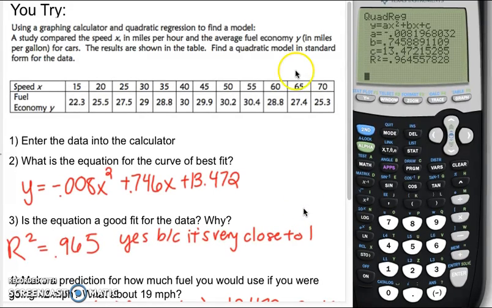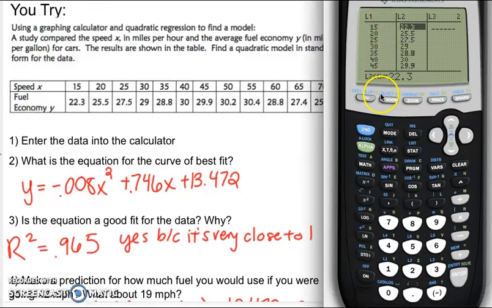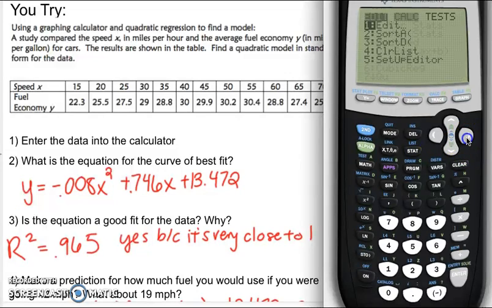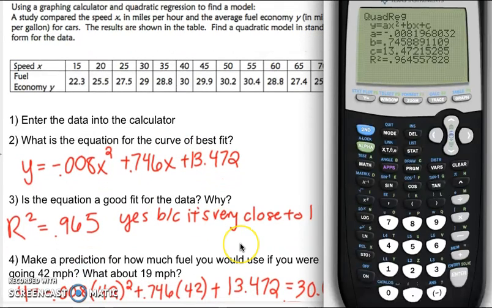In this example, what I did first was I typed this table into my stat, edit, into L1, L2. Once you type in your data, again, go to stat and go over to calc, and then go down to 5 for quadratic regression. When you do that, you get this for your equation. You have your A, your B, and your C. So again, you write y equals, you write your A first, rounded to 3 decimal places. Don't forget x squared, plus your B with the x term, and then lastly your C. Your r squared was 0.965. So yes, that's a very good fit for our data because it's close to 1. So the data is very accurate, if you wanted to say.